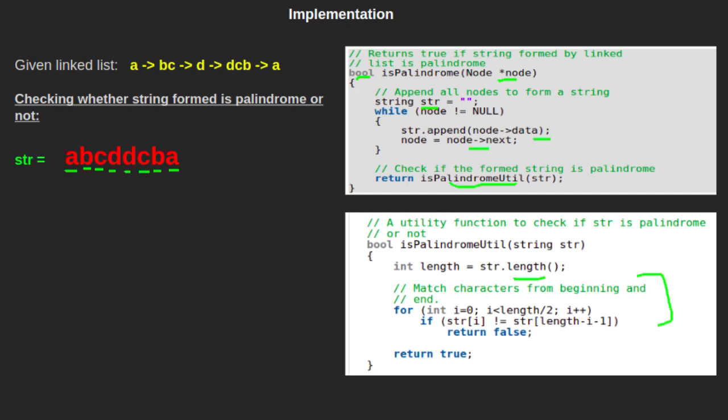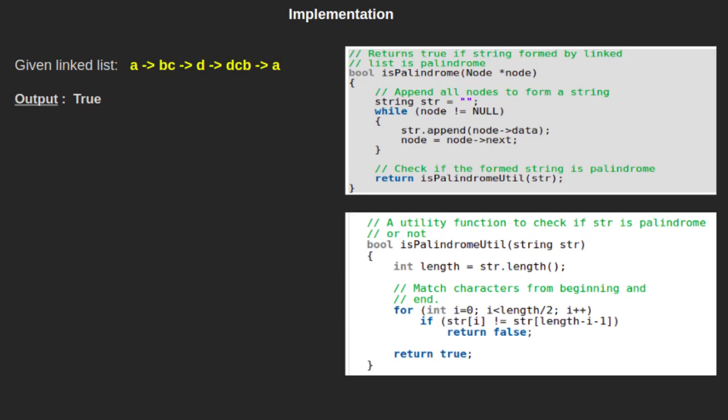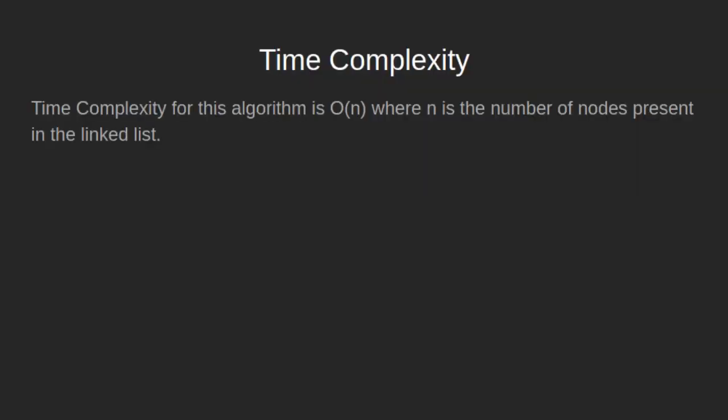So the function isPalindromeUtil returns true to the function isPalindrome. The isPalindrome function finally returns true to the main calling function and our algorithm stops. So finally we get the output as true, meaning this linked list of strings forms a palindrome. The time complexity for this algorithm is O(n), where n is the number of nodes present in the linked list.